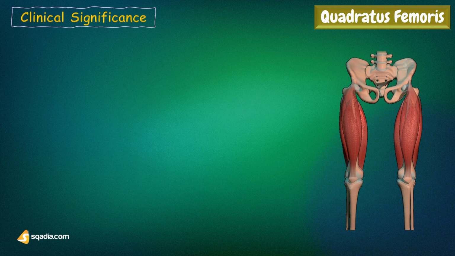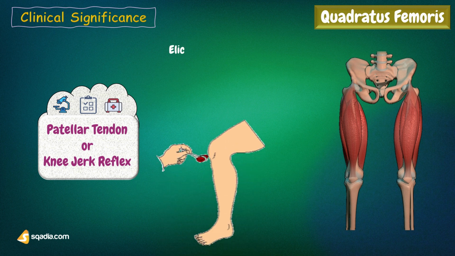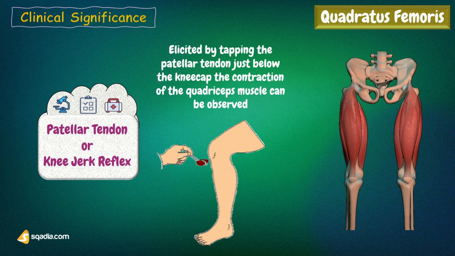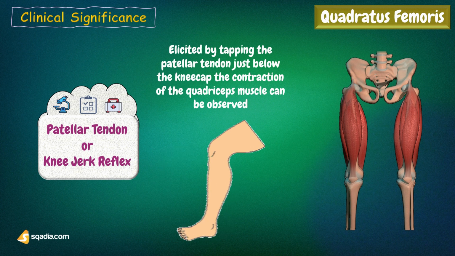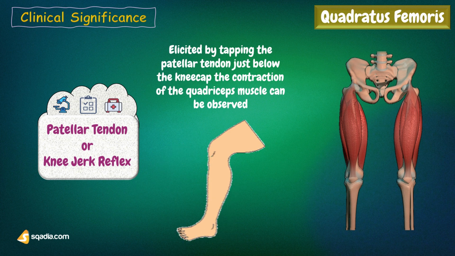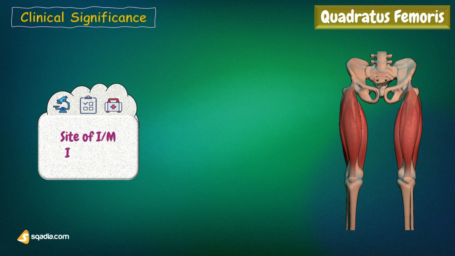The patellar tendon, or the tendon that arises from the quadriceps femoris, can be tested by tapping the patellar tendon just below the kneecap. The reflex can be elicited, and the contraction of the quadriceps muscle can be observed. This is known as the knee-jerk reflex, or the patellar reflex, which is checked as part of a neurological examination to assess the integrity of the nerve pathways involved in the reflex arc.